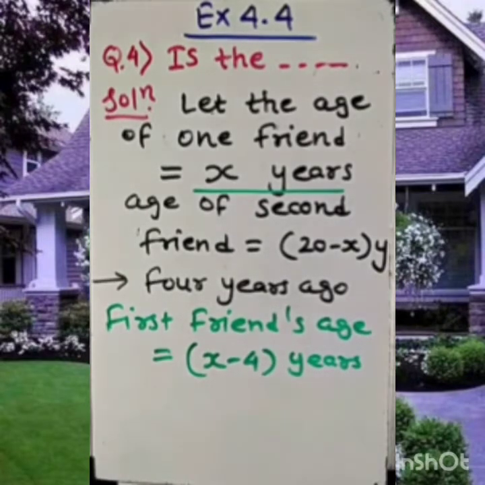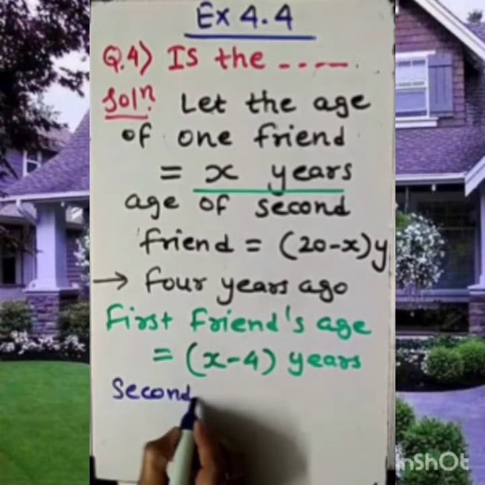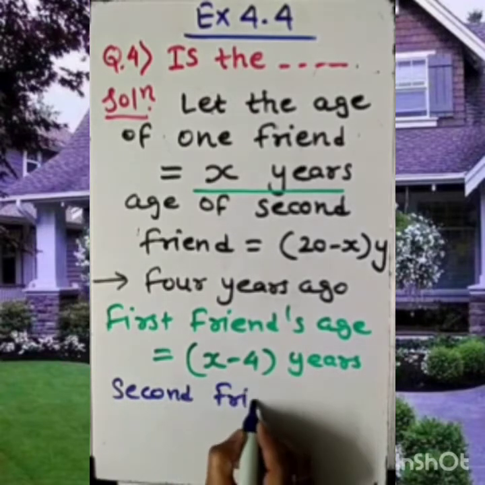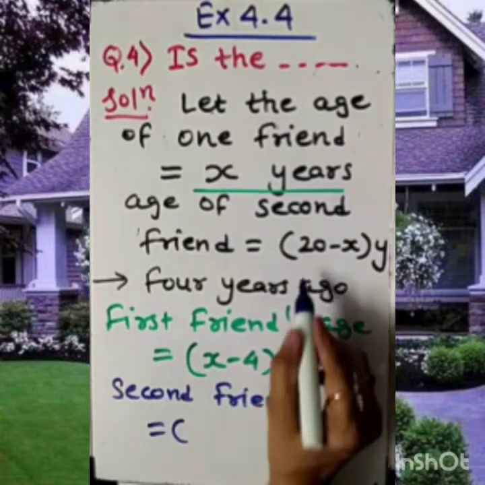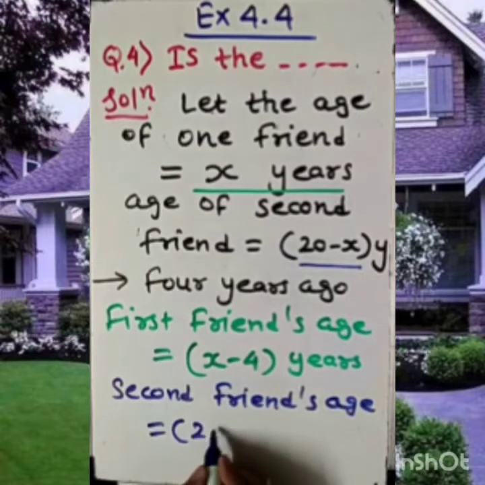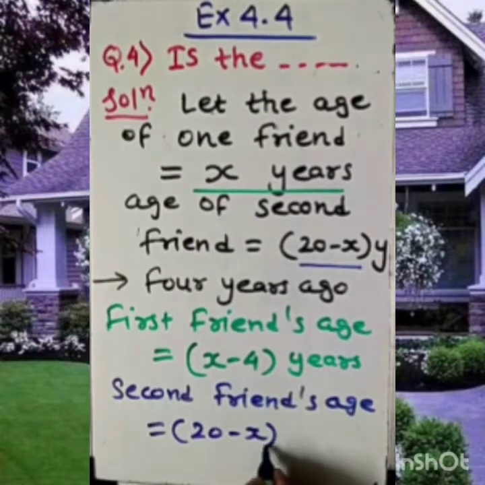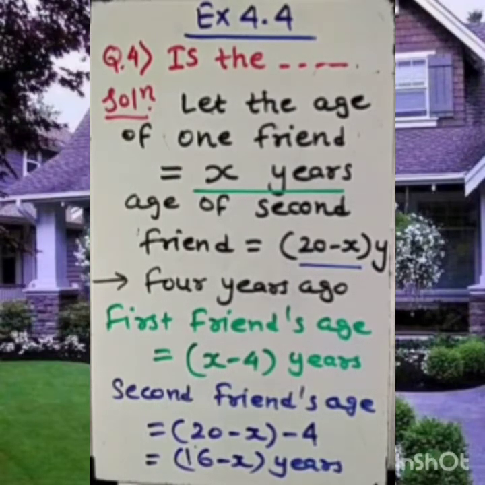Agree? Now what about the second friend's age, at that time, 4 years before? Let's work out upon that. It was 20 minus x presently, but 4 years before that, it will be 20 minus 4, so 16 minus x years. Yes, student, got it?